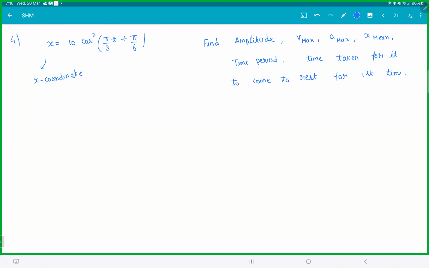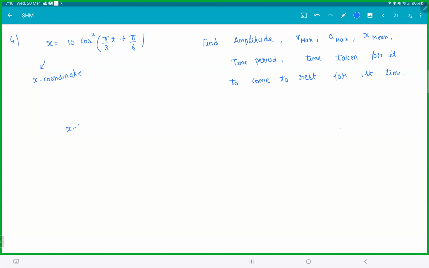How do we do this? I'll just give you one piece of advice. Remember, your general equation is what? x minus x mean is equal to A sine(ωt + φ). So somehow, using your great mathematical skills, you have to convert this into this form and then compare. If you understood this, the physics part is done. Now how to get from there to here is your maths. Since all of you are maths pros, you can do this.